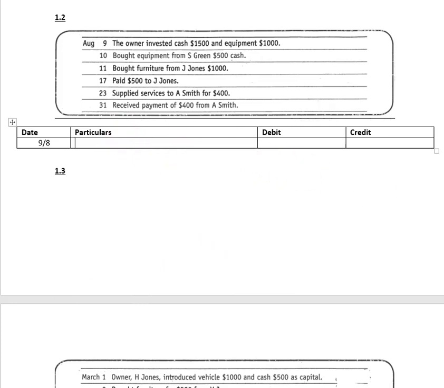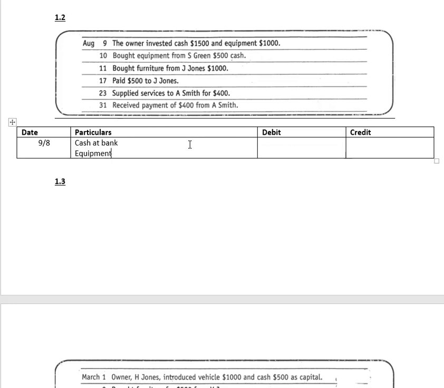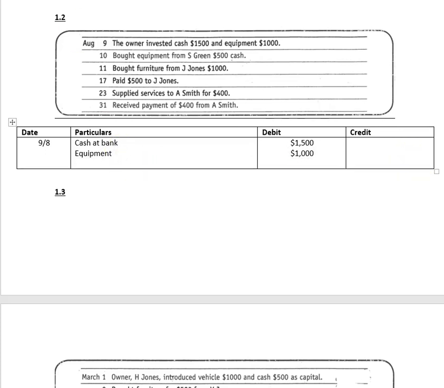So the owner is investing cash and equipment. Cash at bank, we know, is an asset going up, which is a debit. And equipment is also an asset, which is going up, which is also a debit. So we've got 1,500 and 1,000. Now we've got to find out where that's coming from. It says there the owner has invested it. So anytime an owner is putting in money or taking it out, we're looking at owner's equity. So they invested the whole thing, which is 2,500.